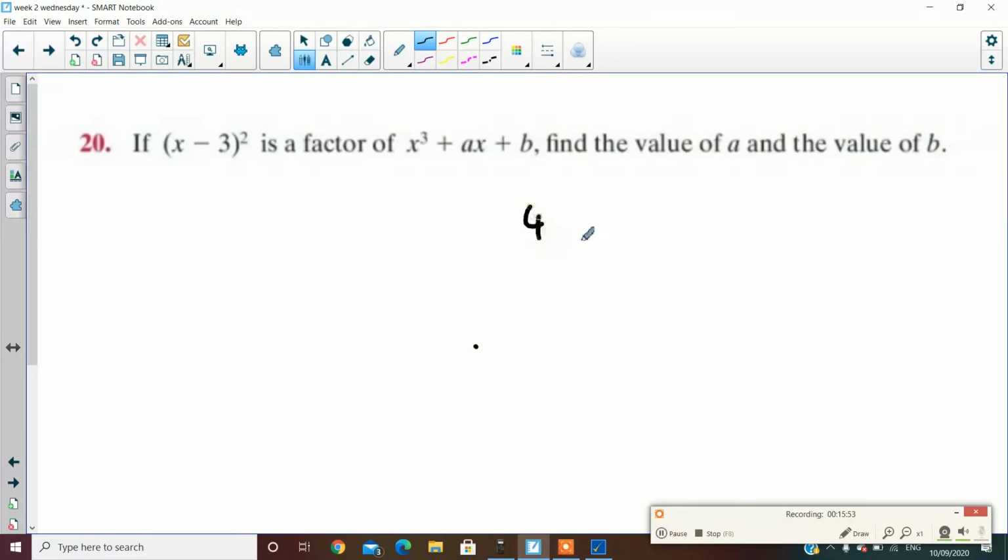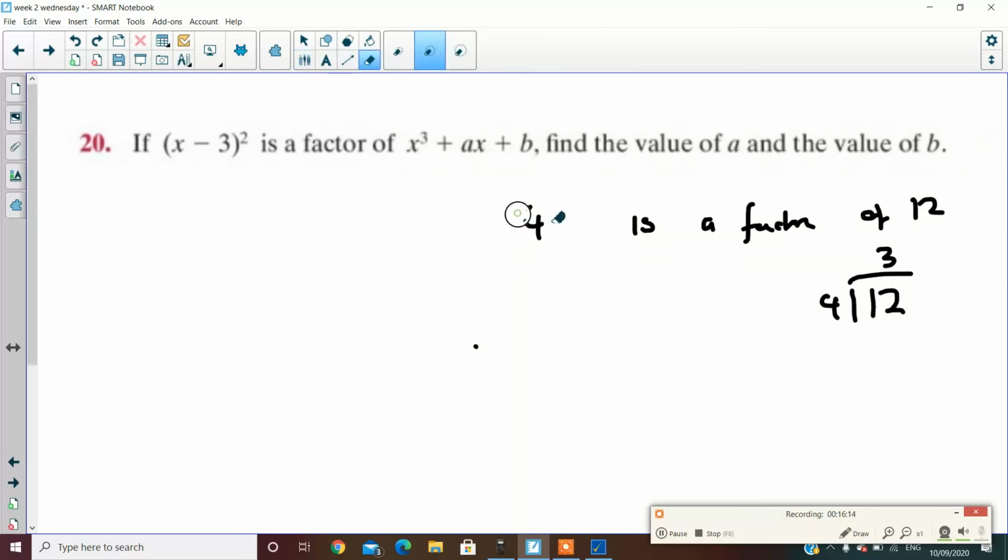If I said 4 is a factor of 12, how would I prove it? I could do it two ways. One way, because it's regular numbers, is I can just divide 12 by 4. And if it goes in evenly with no remainders, it's a factor. So, will long division do this for me? Long division will do this for me, okay?